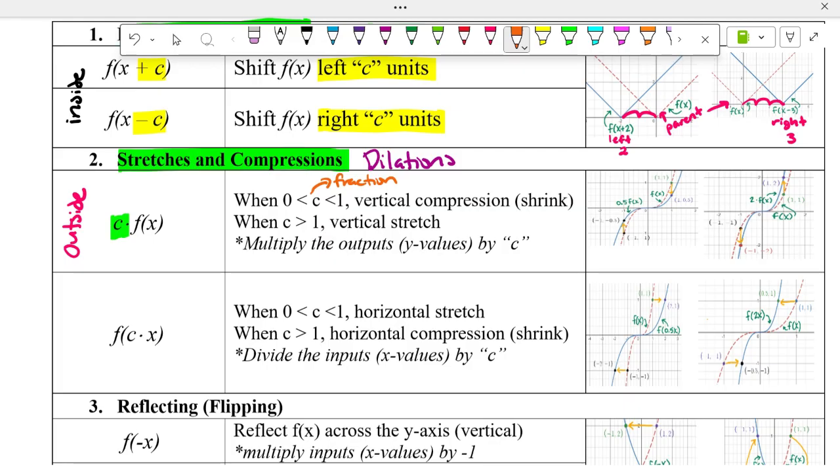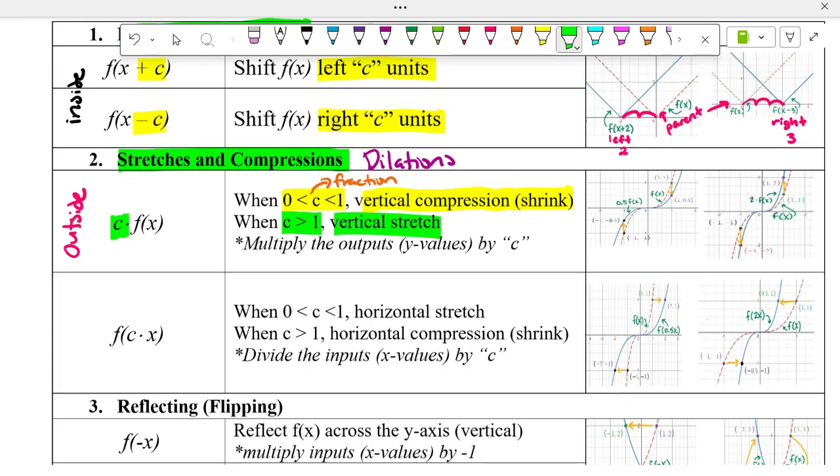Why? Is 3/2 a true fraction? No, it's an improper fraction, meaning it's bigger than 1. So it has to be truly between 0 and 1. Now, this is called a vertical compression or shrink. On the other hand, if C is greater than 1, we call it a vertical stretch. Now, a lot of big words there, but what does it actually do?